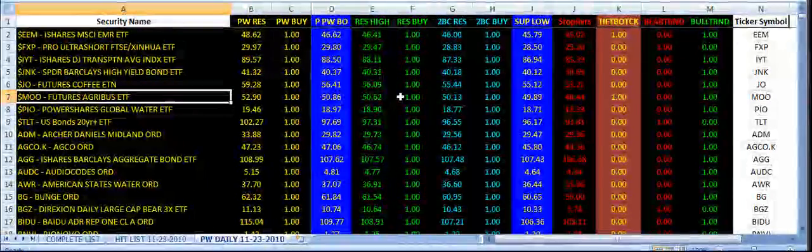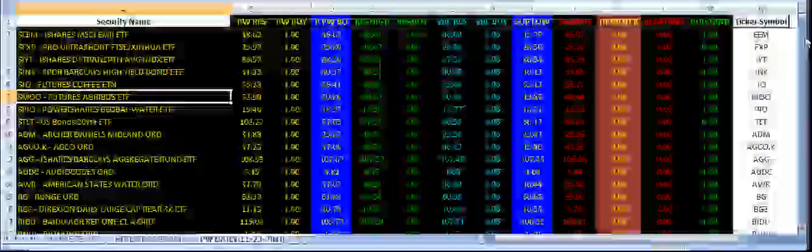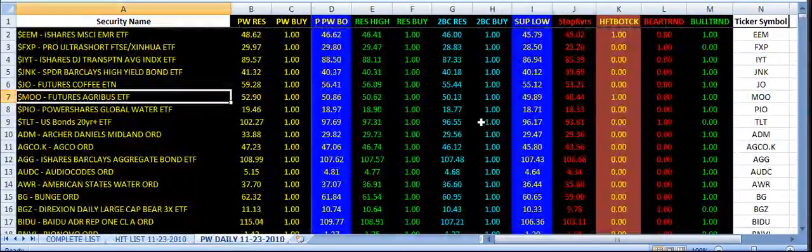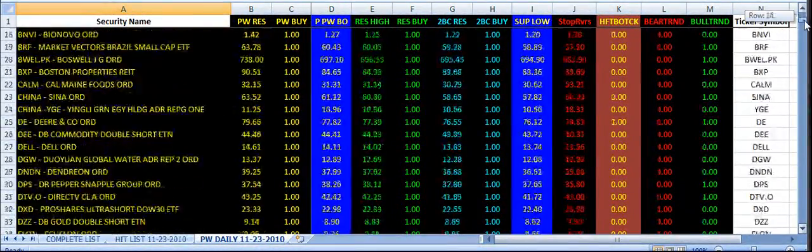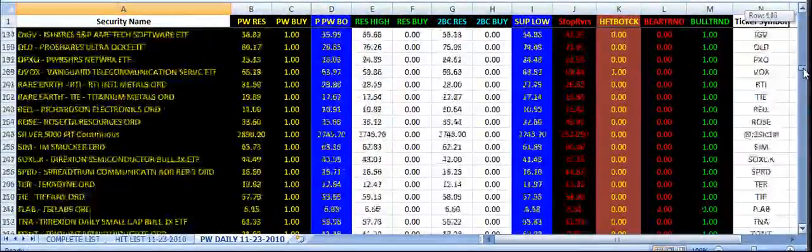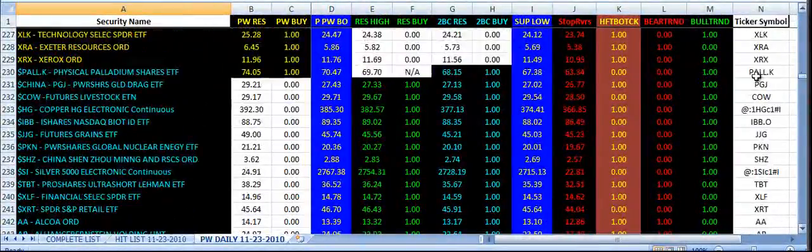All right, the Pulsewave Daily, this is where you live. This is for you. These are everything that's on the complete list and the hit list, and it's not in alphabetical order. It's in Pulsewave order, meaning that all your Pulsewave signals are first, and those are the ones highlighted in gold. Your next important thing will be your resistance highs and your 2-bar Charlies. 2-bar Charlies are the light blue right here.